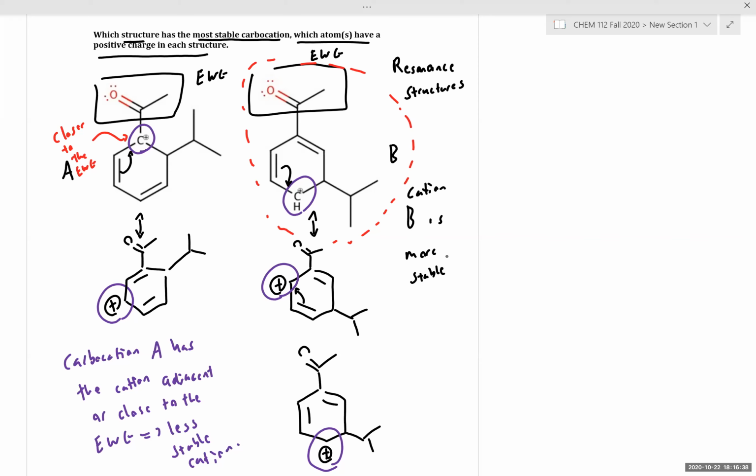Does this example make sense to everyone now that we've drawn out the resonance structures and we've visualized how our charge is distributed? Does that make sense to everyone? Oh, whoops. So looking, yep, okay, perfect.